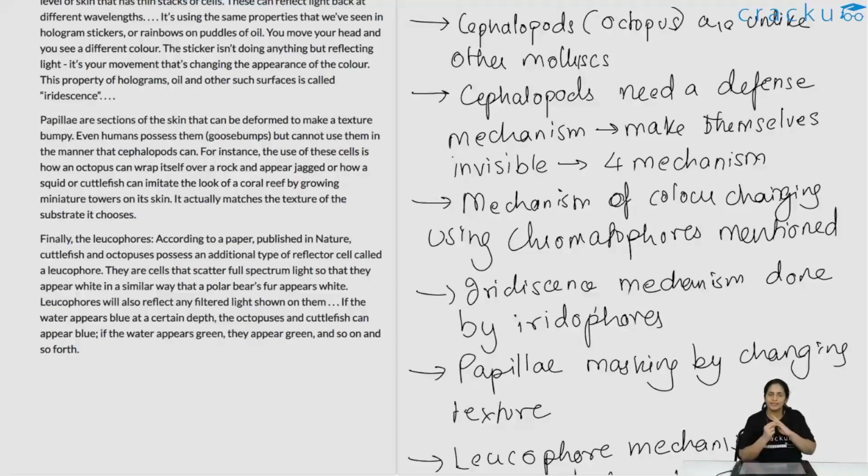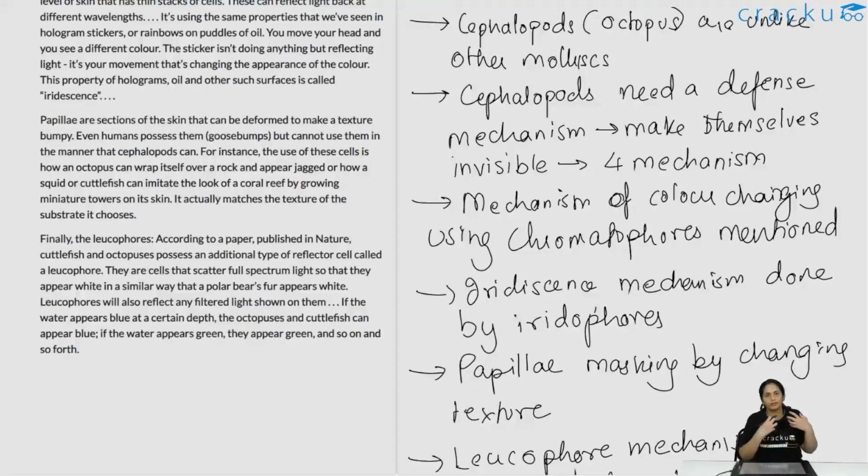And last is basically the leucophores. The leucophores basically reflect white light, and once they reflect light, they can look like blue water or green water wherever they are. So essentially, they try to look like rocks or something else, or they try to look completely invisible so that the predators can't see them and can't eat them. So that is the whole point.